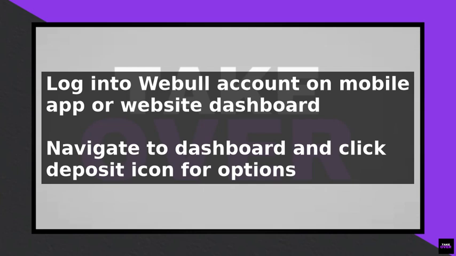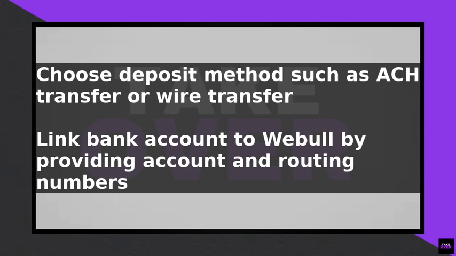You will then be directed to the deposit page where you can choose your preferred deposit method, such as ACH transfer, wire transfer, or mobile deposit. For ACH transfer, you will need to link your bank account to Webull by providing your bank account and routing numbers. After selecting your deposit method, enter the amount you want to deposit and confirm the transaction.